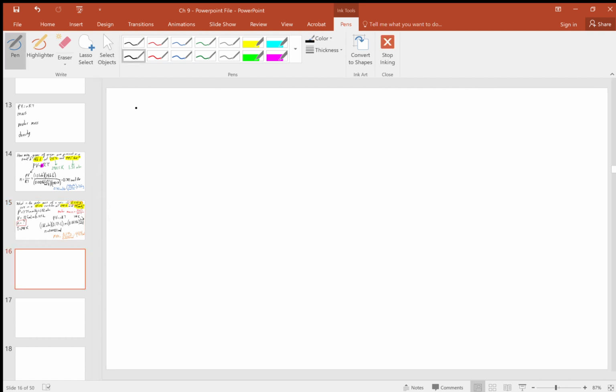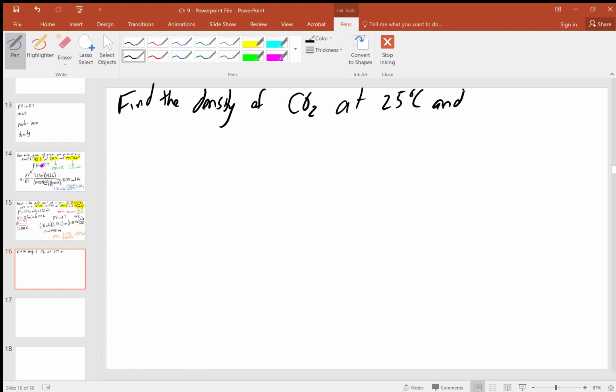All right, final question. What about density? So let's say we had a sample of carbon dioxide. So I want you to find the density of carbon dioxide at 25 degrees Celsius and 735 torr. What's our first step? Convert.